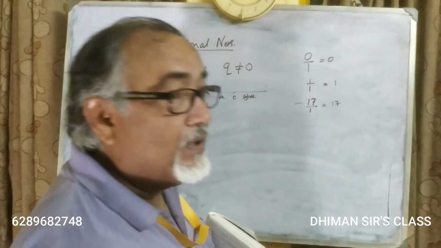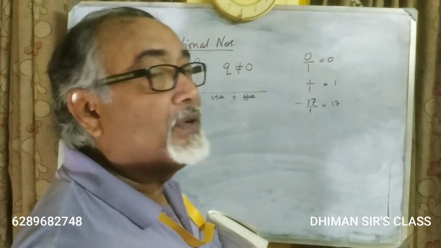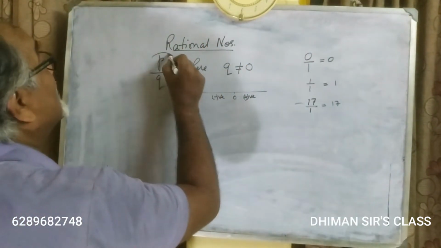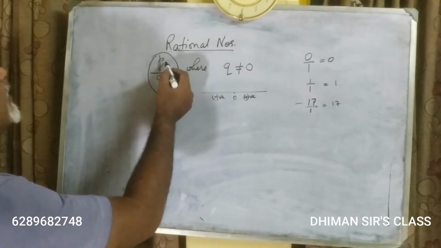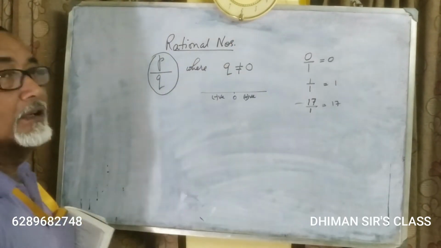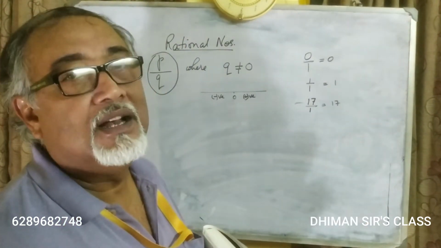Anyhow, whatever we do, we take the example. The main thing which we have to keep in mind: what is a rational number? A number that can be represented in the form of p by q, and q must not be equal to 0. Such numbers are called rational numbers.